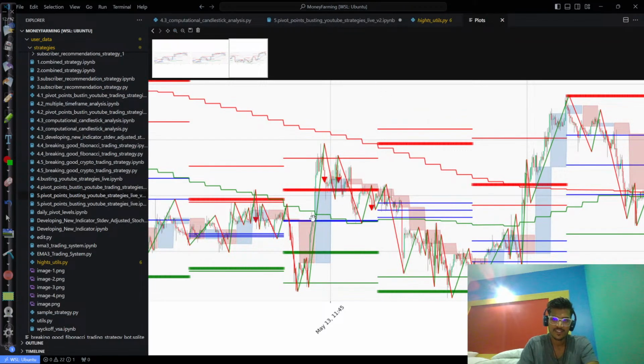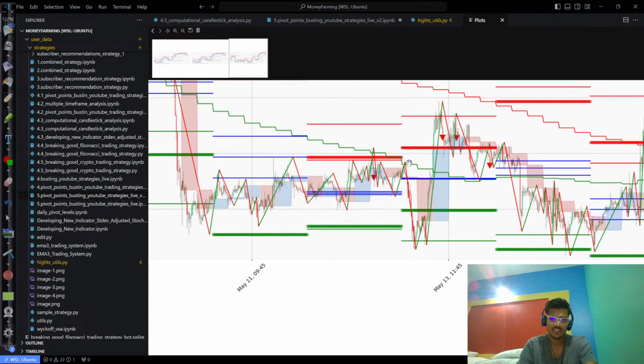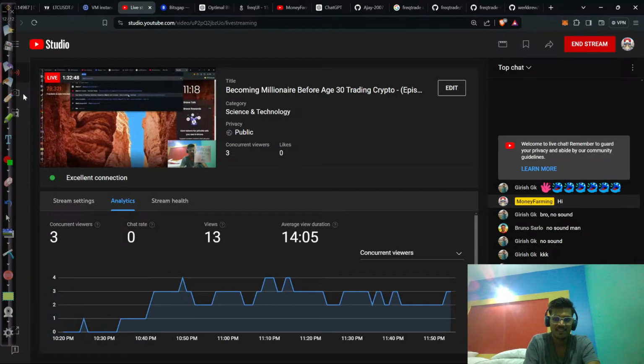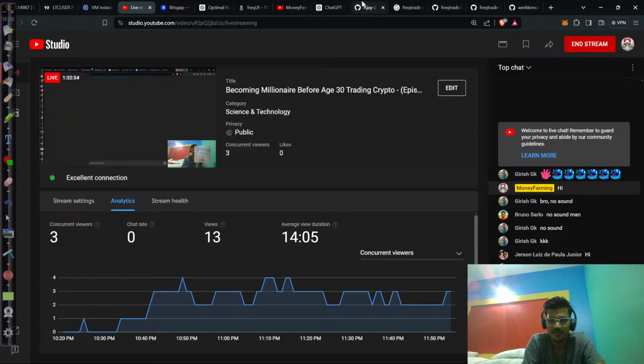So see, this trade setup now is very easy, and I even didn't come up with it. It's ChatGPT.